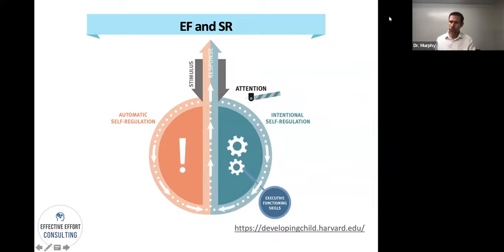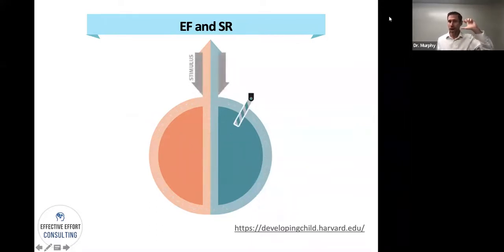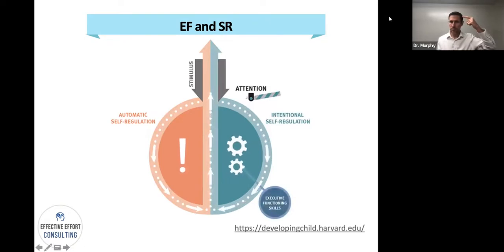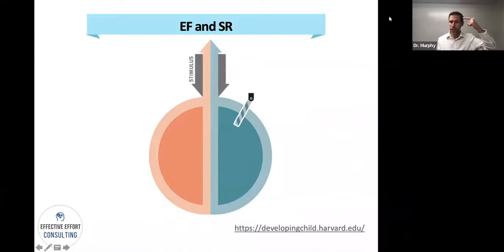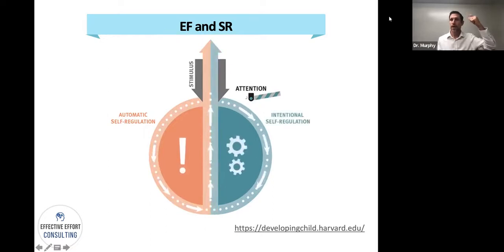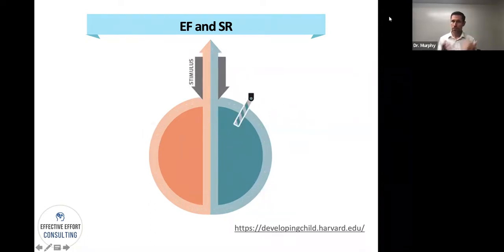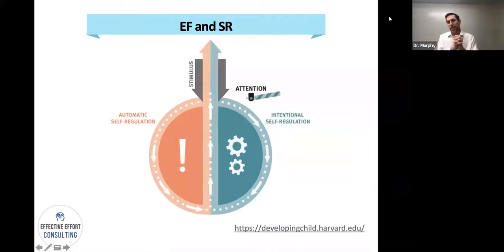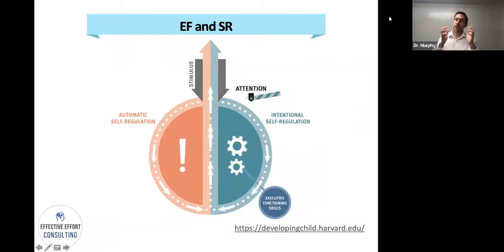It's that intentional self-regulation that gets their child to their frontal lobe, thinking and evaluating and planning. Got it? It's in that time, it's in that space where they're using their executive function skills, their executive function processes. And then they make a deliberate action based on that process. Okay?